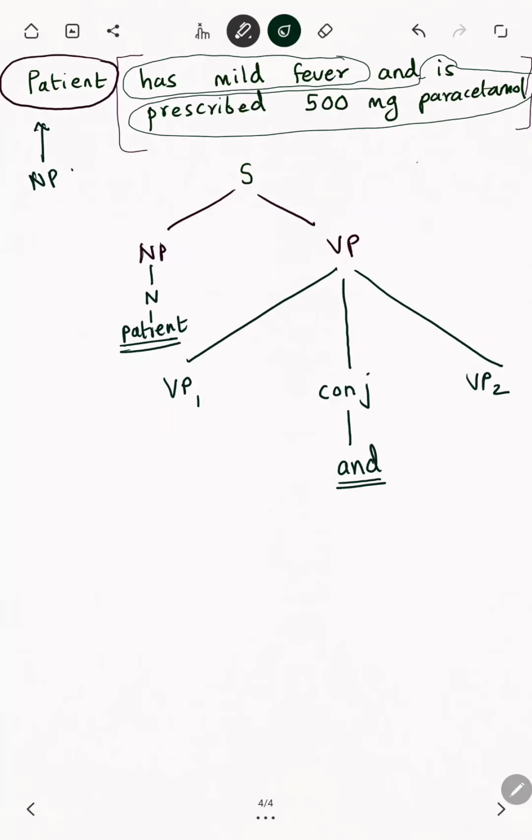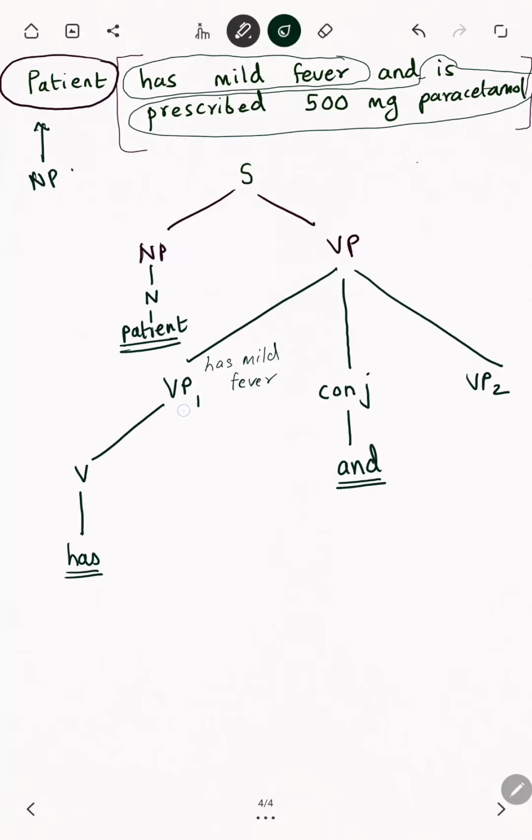Now there are two verb phrases. Now this verb phrase is has mild fever, right? Now has is a verb and mild fever is like an object. So the subject is patient, has is a verb, and we are again reaching the leaf. So before the leaf we'll have the part of speech, that is verb. V stands for verb and the leaf is has.